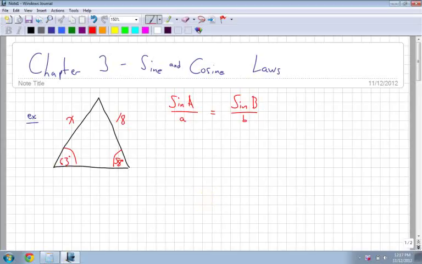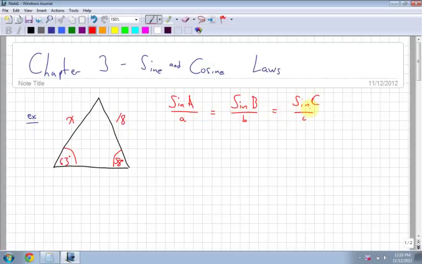So chapter 3 is the sine and cosine laws. The first thing I'm going to go over is the sine law, and then I'll go over the cosine law. So I'll just run through some examples. The formula that you might know is sine A over a equals sine B over b, and it actually continues on to say sine C over c, and these are all equivalent.